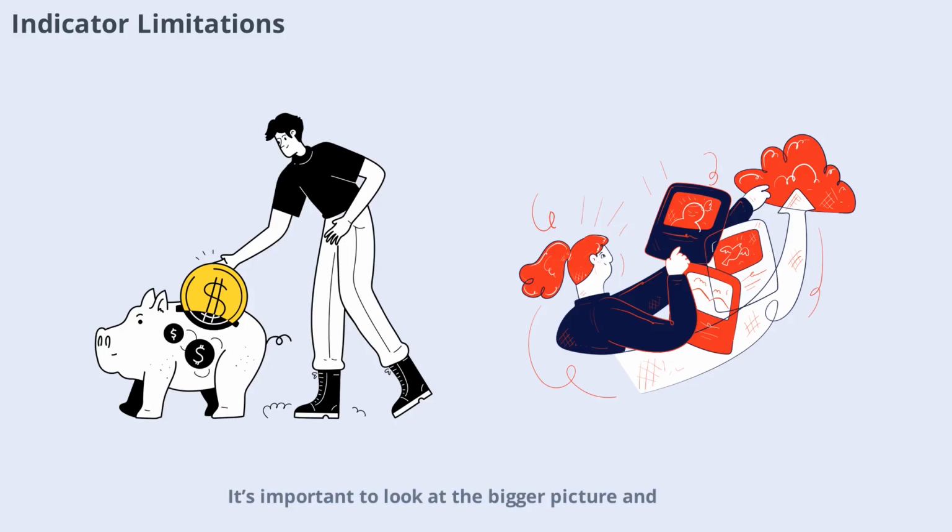It's important to look at the bigger picture and combine this indicator with others for a more accurate forecast. By using multiple signals, you can reduce the risk of false alarms and make better decisions. Next, let's explore the fifth and final indicator, stock market performance.